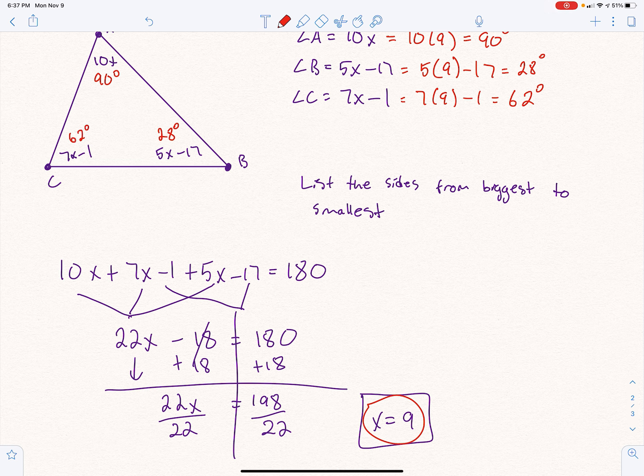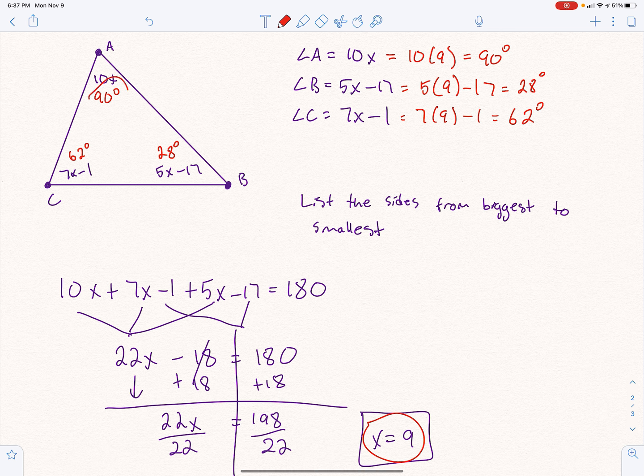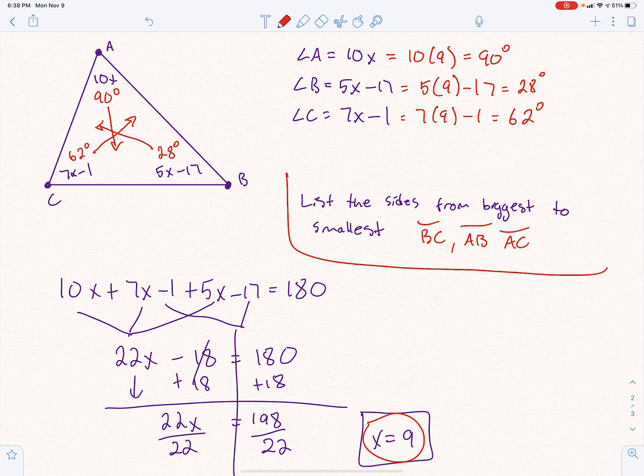Now that I know these three, I can finally answer this question right here, which is list the sides from biggest to smallest. We know the biggest side is opposite the biggest angle. The biggest angle is 90. So if I draw an arrow, we know that the biggest side is BC. Then next, the next biggest number is 62. So if I draw an arrow, that takes me to side AB. And then lastly, 28 is the smallest side because it's the smallest angle. I draw an arrow, that takes me to this side right here, which is AC. So that's how I would answer that question.